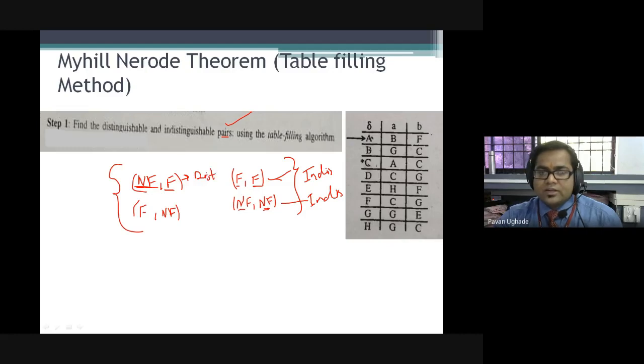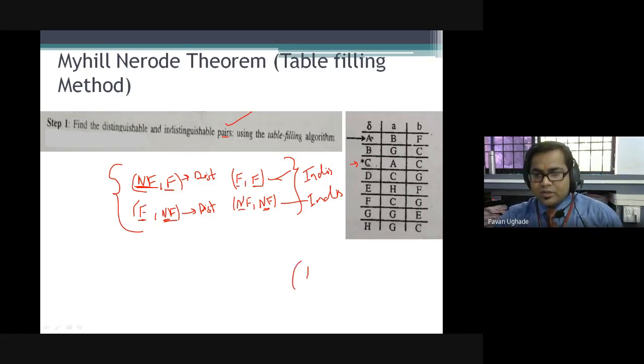This is called distinguishable. Here also you can see the first state is final, another is non-final, so it is also distinguishable states. Okay, now in this case, see here, C is my final state, and A, B, D, E, F, G and H all are the non-final states.